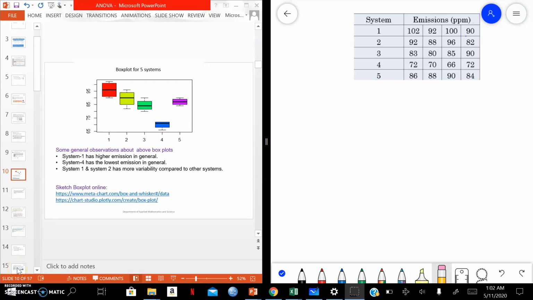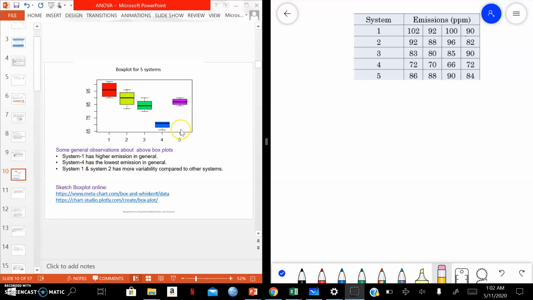Okay, so after computing the summary statistics for the 5 systems, now we can represent our 5 systems using graphs. The suitable graph we can use is box plots. Here are some general observations about our data using box plots. So these are called box plots.